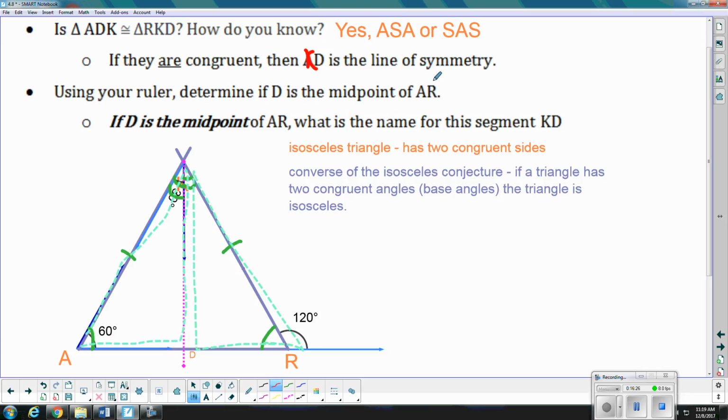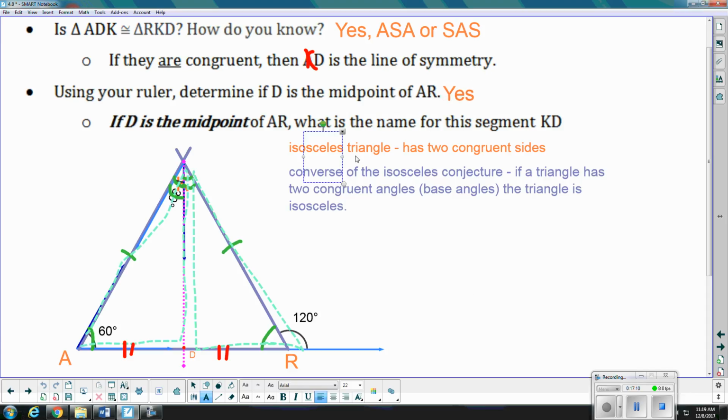So using your ruler, determine if D is the midpoint. Well, you don't even really have to use your ruler for this. I mean, you can just to double check, but you don't really need your ruler because you just showed that the two triangles are congruent. So that means that corresponding sides are congruent. And if you have two congruent segments within a larger segment, that means that this is the middle. That point that divides that one segment into two congruent segments is the midpoint. So, yes, D is the midpoint of AR.